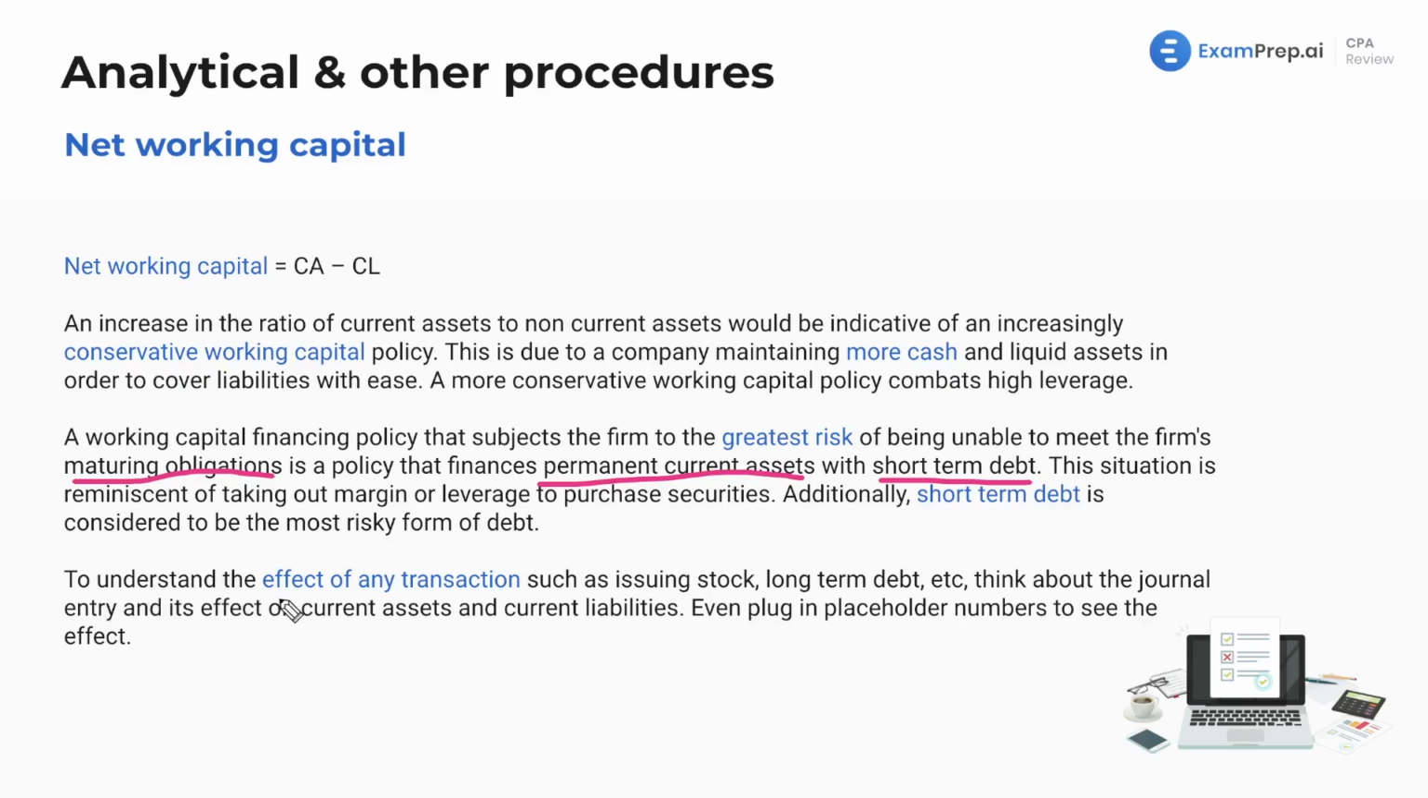Now, to understand the effect of any transaction, such as issuing stock, long-term debt, anything like that, think about the journal entry and its effect on current assets and current liabilities. You could have questions where it says the entity issued more stock or issued more debt. What's the effect on multiple ratios? Certain ratios may not have any effect at all. Think of the journal entry. You could even plug placeholder numbers in to see the effect of a transaction on particular ratios. Very commonly asked questions.